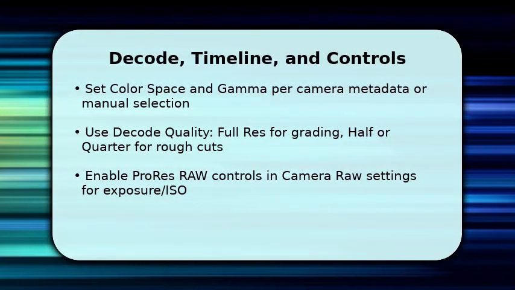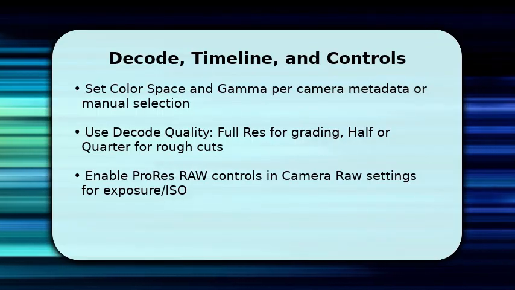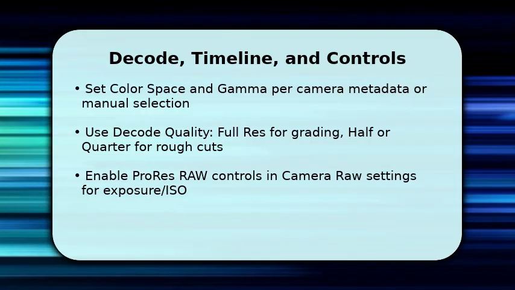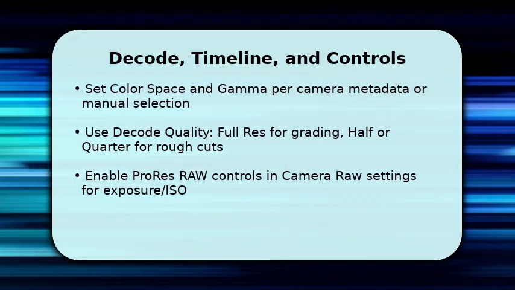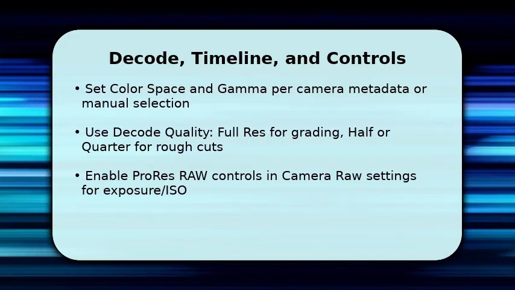Open camera raw settings on each clip or the project level, choose the correct color space and gamma to match your camera, then pick decode quality, full for final grade, lower for editing. Once set, adjust exposure, ISO, and WB directly in the ProRes RAW controls. These are parametric and non-destructive. Make sure to lock clip-level settings you want preserved, because timeline level overrides can change appearance unexpectedly.